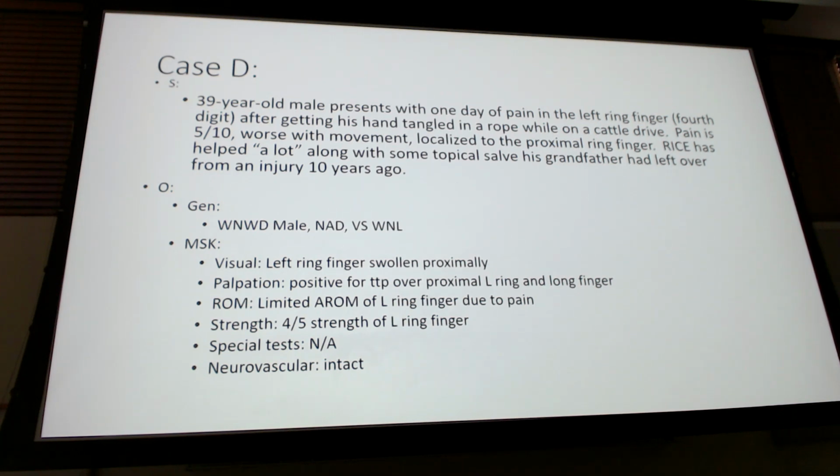39-year-old male with 1 day of pain in the left ring finger after getting his hand tangled in a rope while on a cattle drive. Pain is 5 out of 10, worse with movement, localized to the proximal ring finger. Rice has helped a lot with some topical salve from his grandfather. He had leftover from an injury 10 years ago.